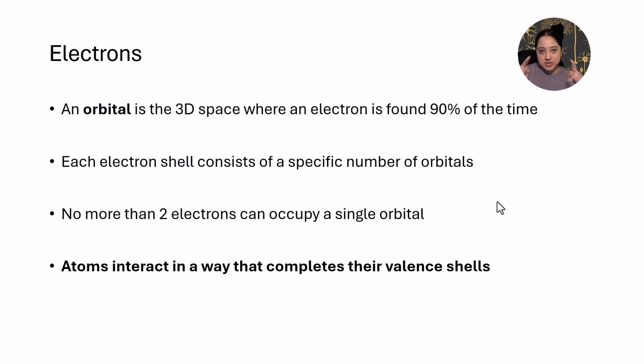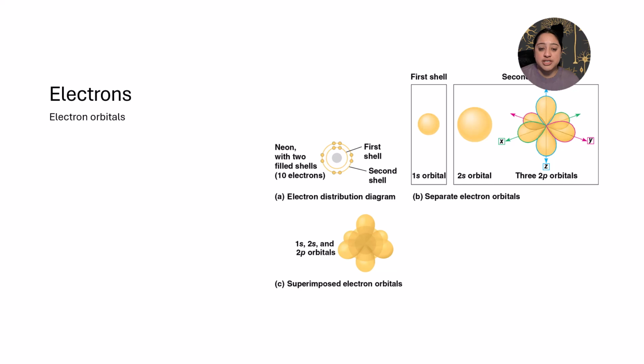So it doesn't literally look like circles. It's more of a 3D space that these electrons can be in 90% of the time, and those follow specific shapes. So here is what I mean. For the figure that I showed, there are different diagrams to show these things. Electron distribution diagrams are super nice and easy for showing the number of electrons in each shell. But you can also have this other diagram that shows the electron orbitals.